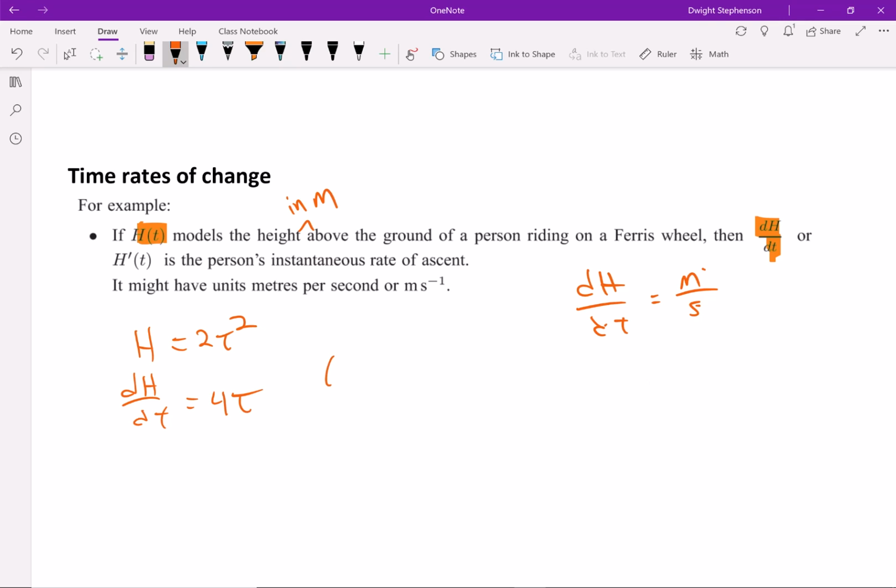And then if I say, well, what happens when t equals 1, right? We could write that like this. dh/dt when t equals 1 is 4. The units for this would be 4 meters per second, right? Meaning the person is going up 4 meters every 1 second. And so at that exact time of, sorry, this should have been 1, if I was plugging in 1, at the exact time of 1, the person's rate of change was 4 meters per second.